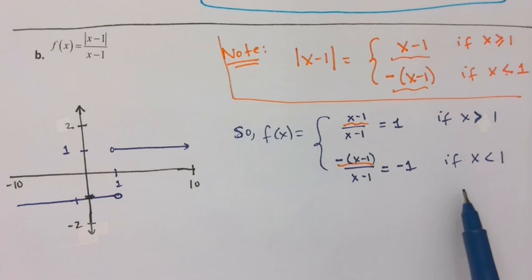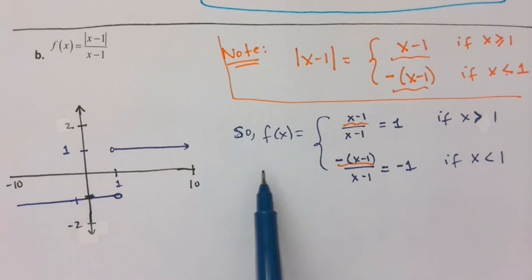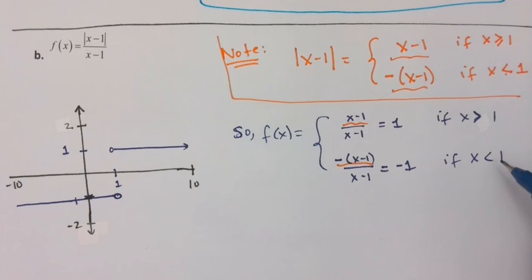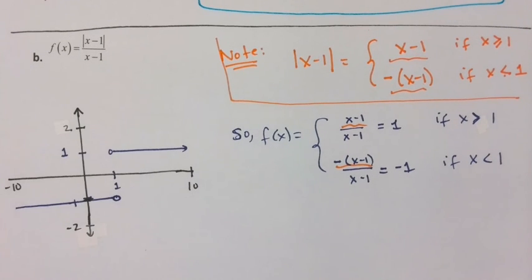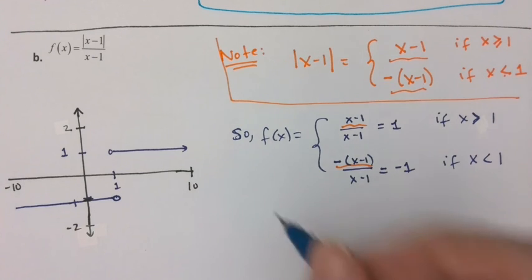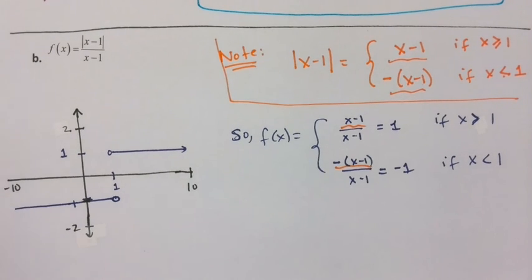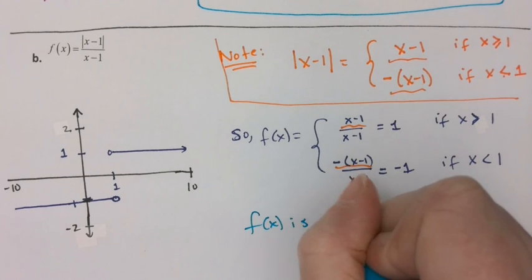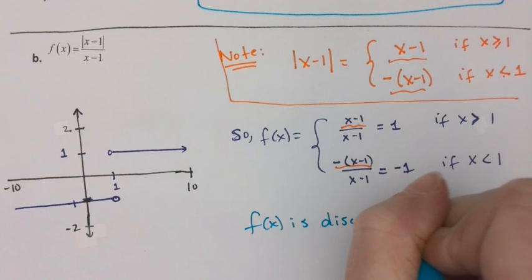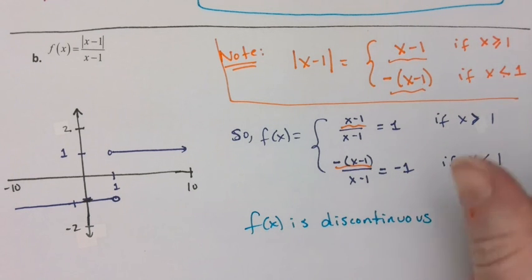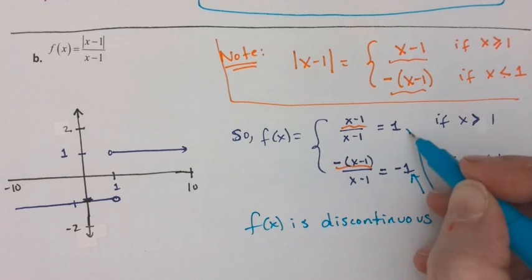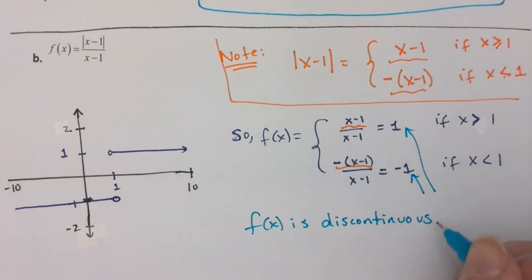All right, now what does this mean? Well, you can see it in the graph and you can see it in here. We don't have a function value at 1. We can't, because the function itself will be divided by 0. So this means that f of x is discontinuous. It's the fact that these two numbers are not the same. That's kind of a clue, right? So f of x is discontinuous at x equals 1.